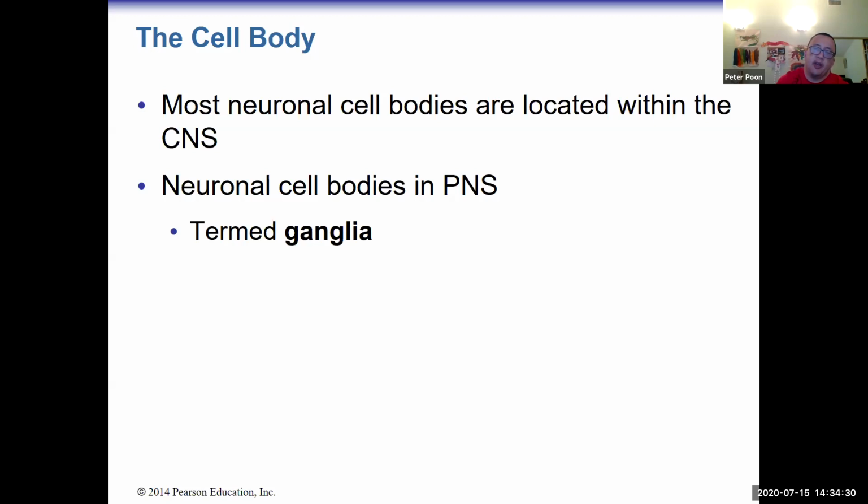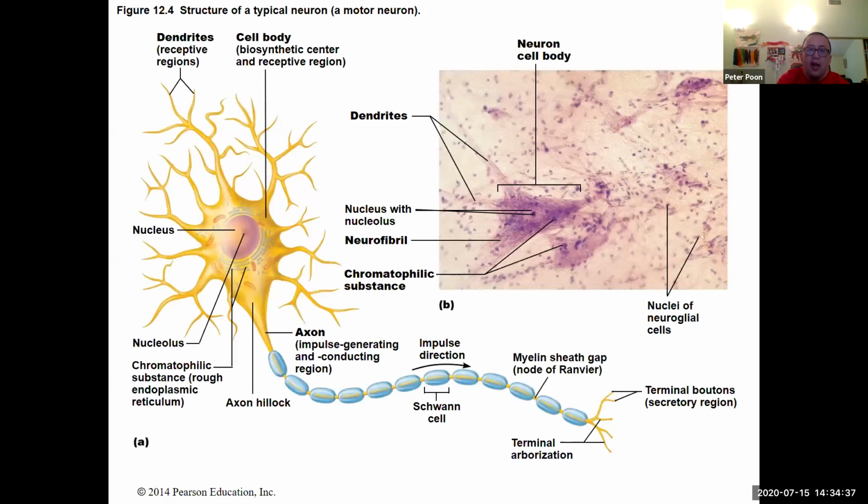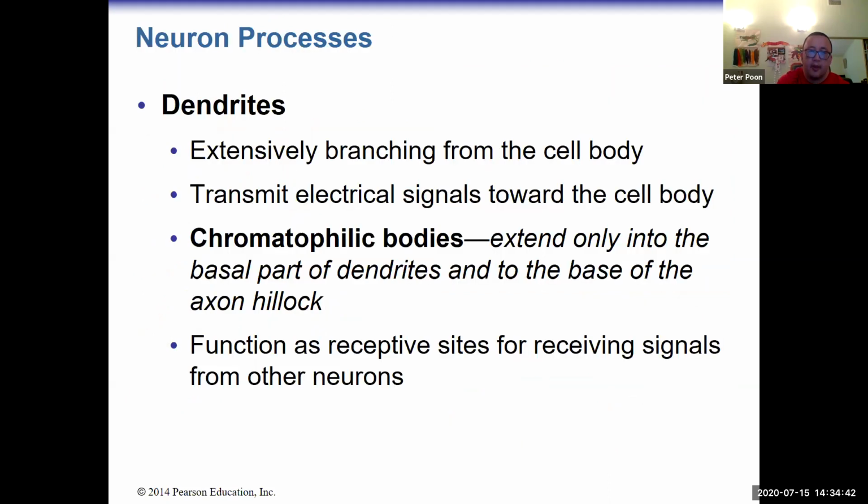Most neural cell bodies are located within the CNS. The neural cell bodies in the PNS are ganglia. So here is one of the neural cell bodies in the PNS.